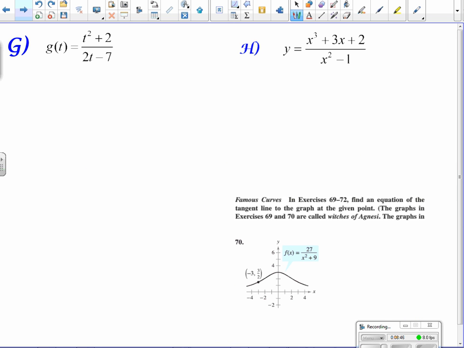G of t equals t squared plus 2 over 2t minus 7. Why don't you give this a try on your own? You could hit pause and try it on your own.